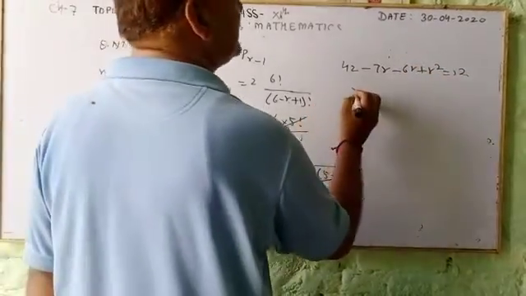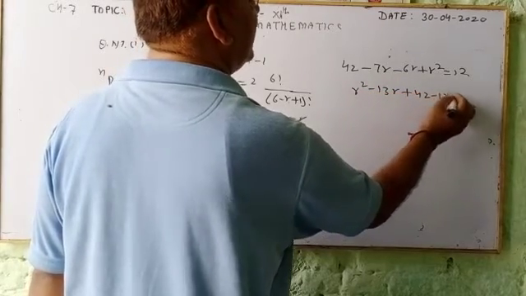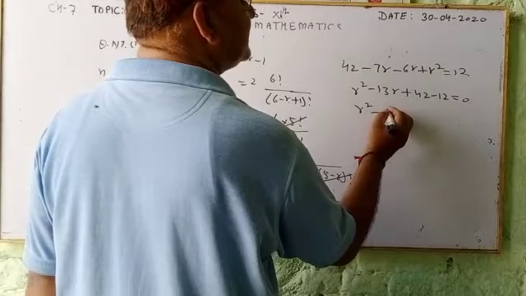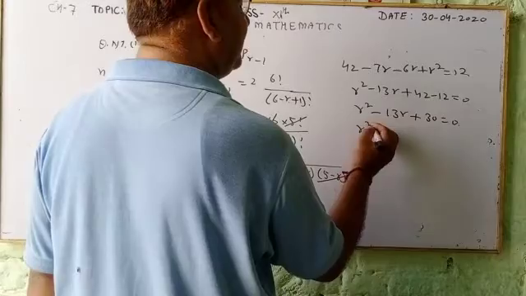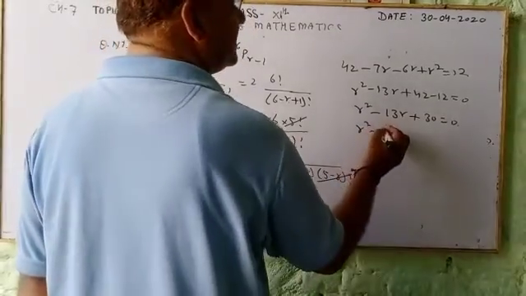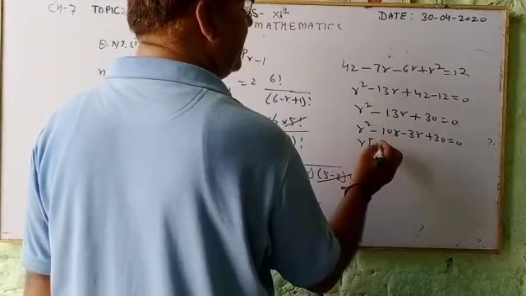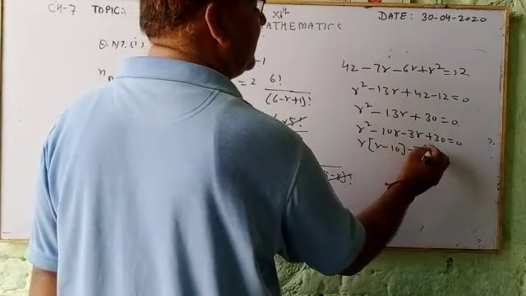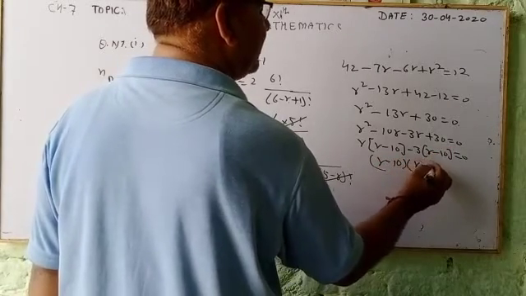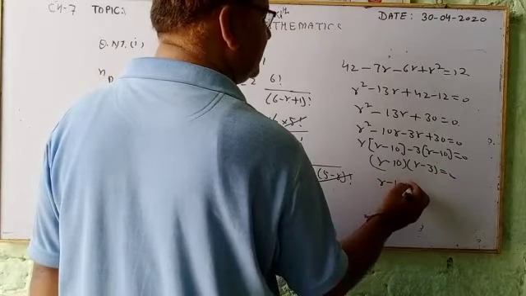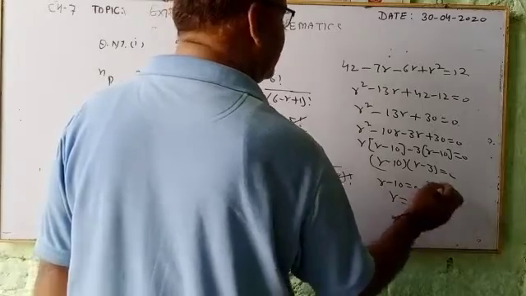So this can be written as r square minus 13r plus 42 minus 12 equals 0. So r square minus 13r plus 30 equals 0. Using the method of factorization, r square minus 10r minus 3r plus 30 equals 0. Taking r common, r(r minus 10) minus 3(r minus 10) equals 0. Taking (r minus 10) common, (r minus 10)(r minus 3) equals 0. So r minus 10 equals 0 and r minus 3 equals 0, so r equals 10 and r equals 3.